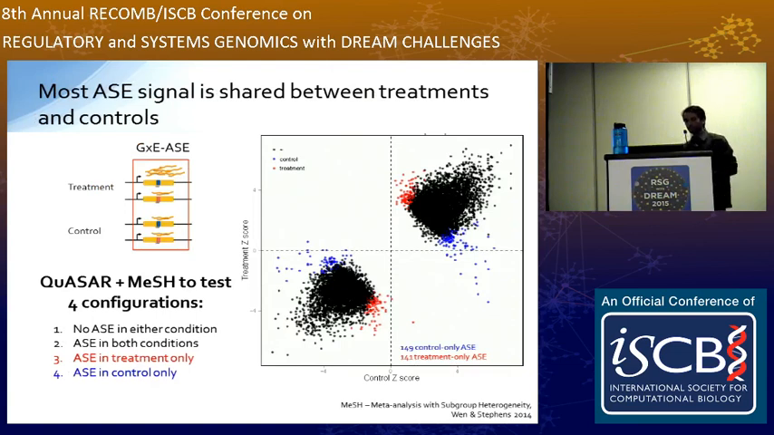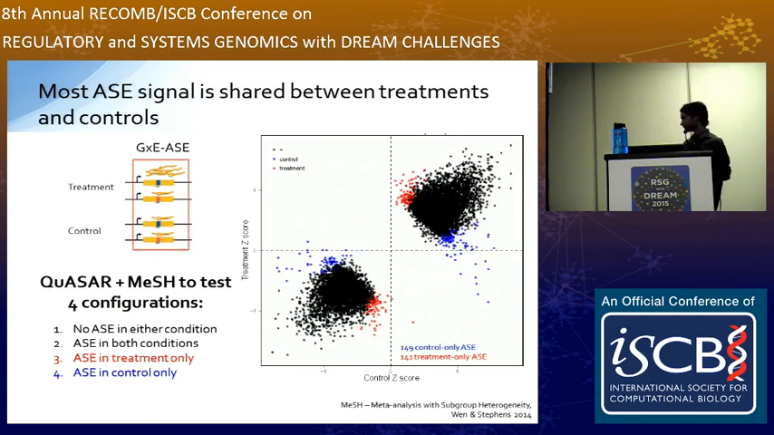So then to identify genes with gene environment ASC, we used MESH, which was developed by one of our collaborators at the University of Michigan, which uses a Bayesian approach to contrast 4 possible configurations. Either there's no ASC in either the treatment or the control, there's ASC in both of the conditions, there's ASC in treatment only, or there's ASC in the control only.